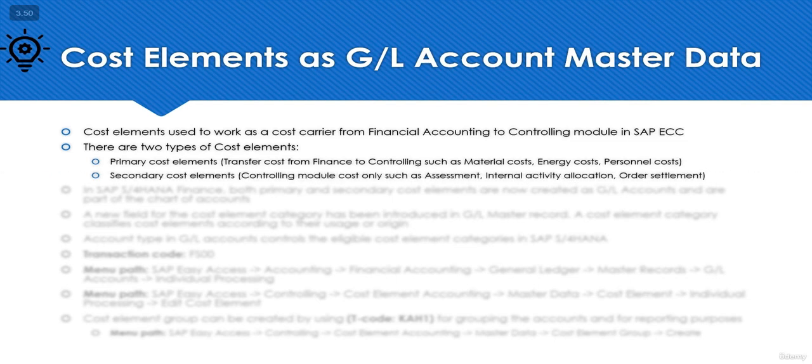And the second type of cost element is secondary cost elements. These record costs in the controlling module only, such as assessment, internal activity allocation, or settlement. So secondary cost elements belong to the controlling module only, while primary cost elements transfer costs from the finance module to the controlling module. In SAP S/4HANA Finance, both primary and secondary cost elements are now created as GL accounts and are part of the chart of accounts. So this is one big change in SAP S/4HANA Business Suite.